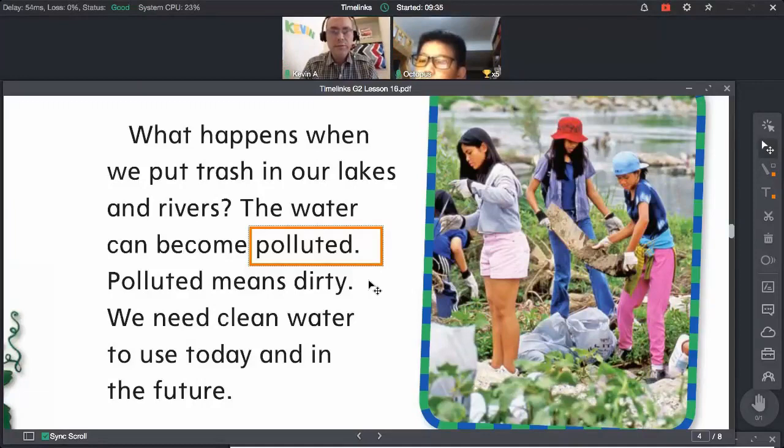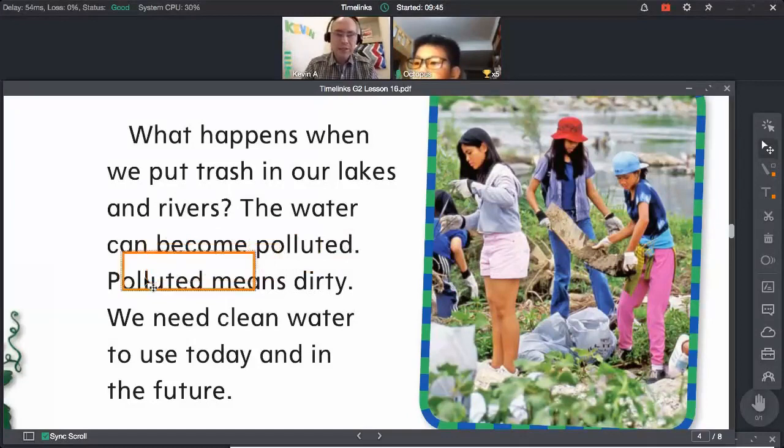Polluted. Do you know this word? Have you heard this word before? No. So it gives you a very good idea what it means in the next sentence here. What does it say polluted means? Means dirty. Yeah, you can see it in the picture here.